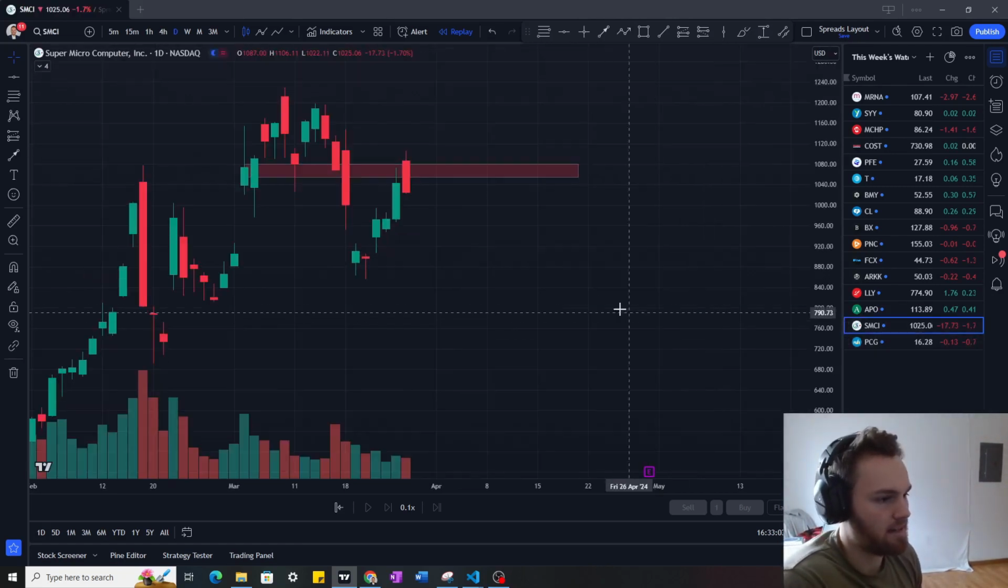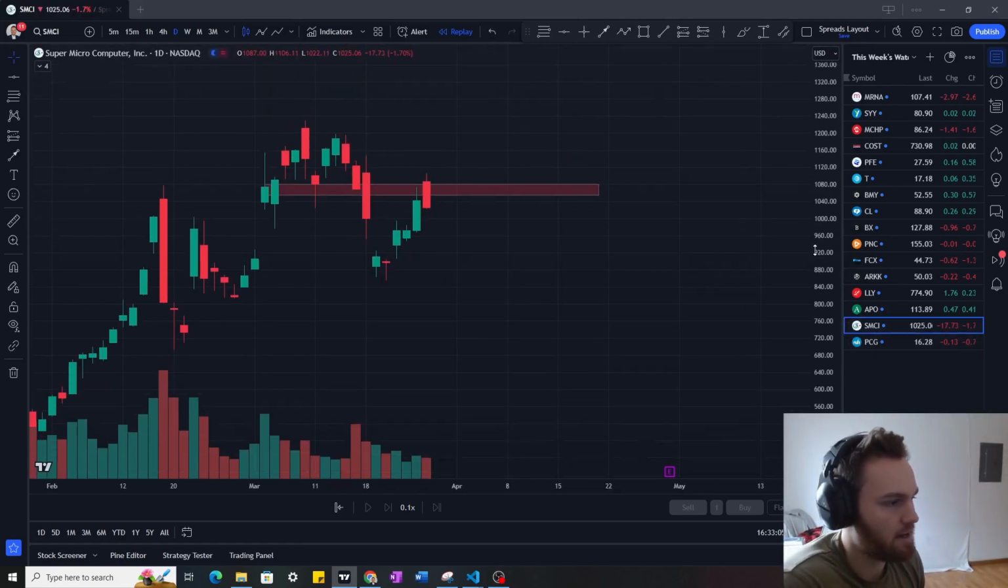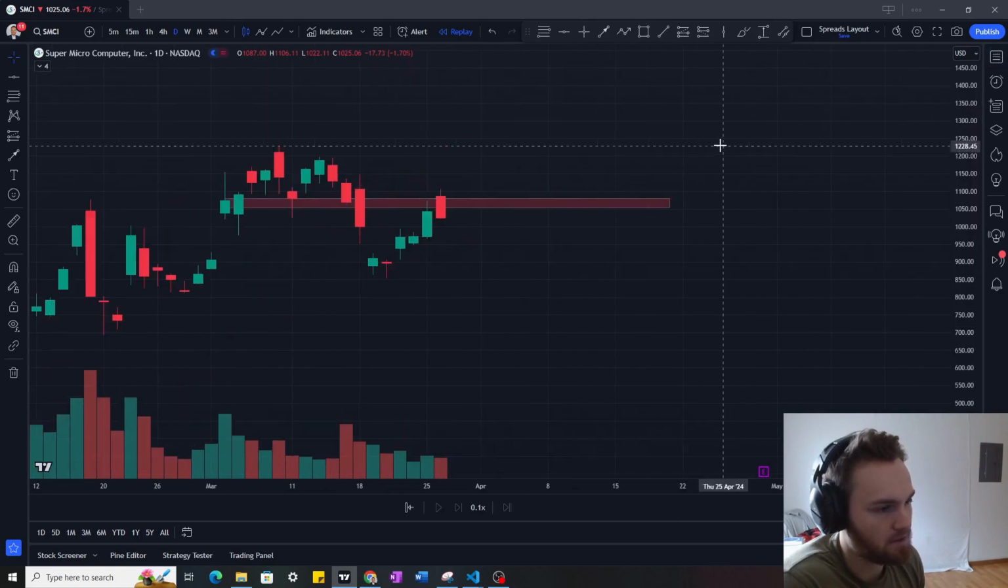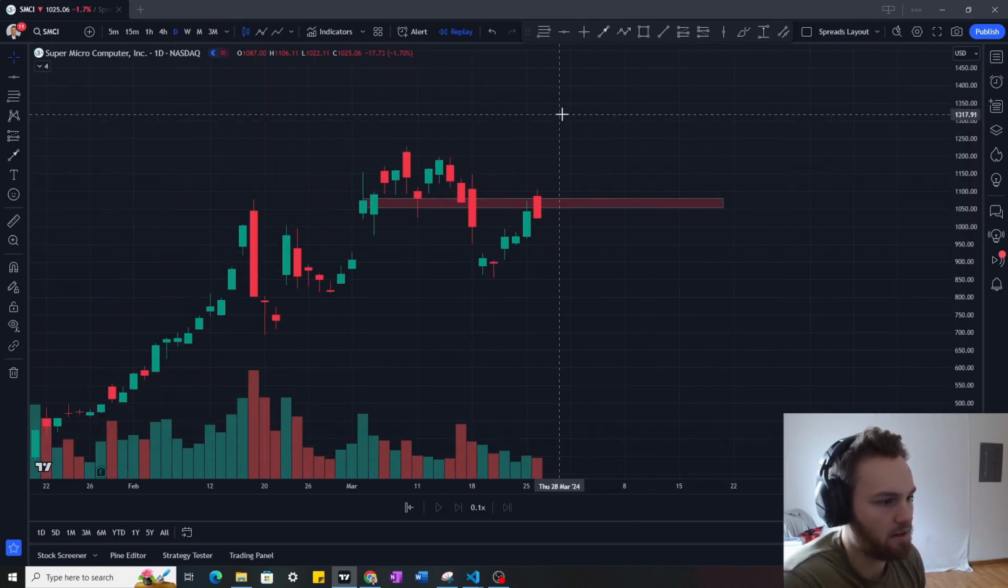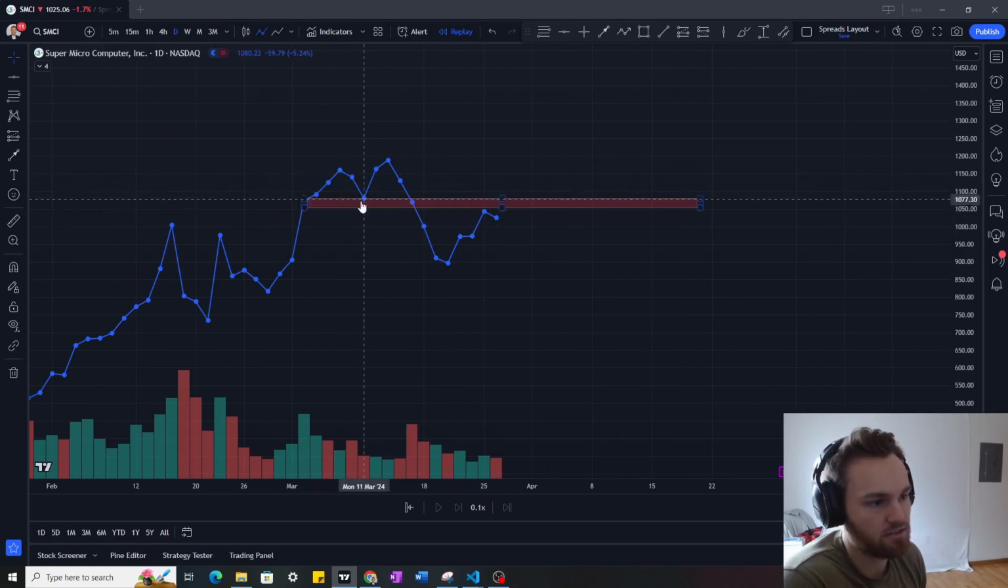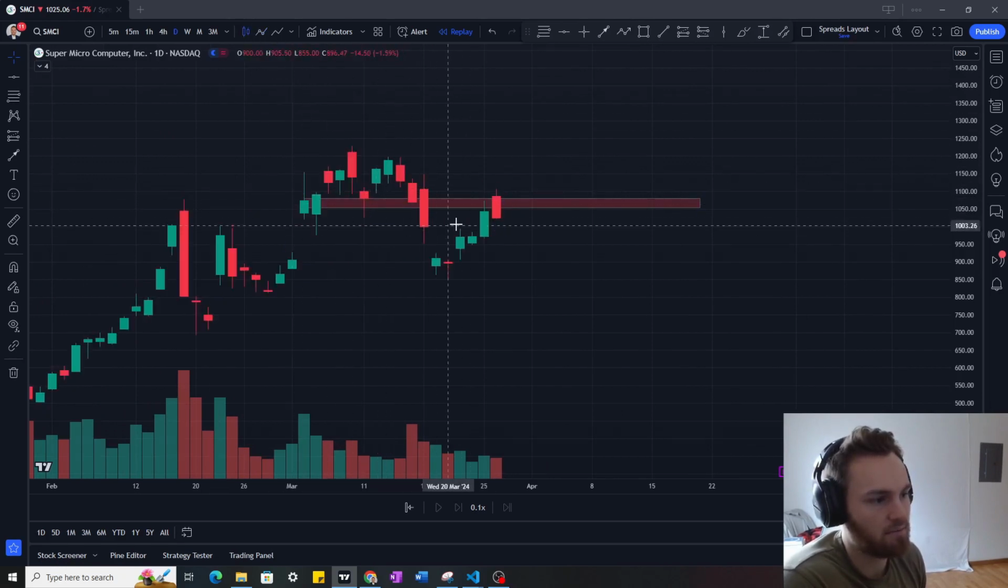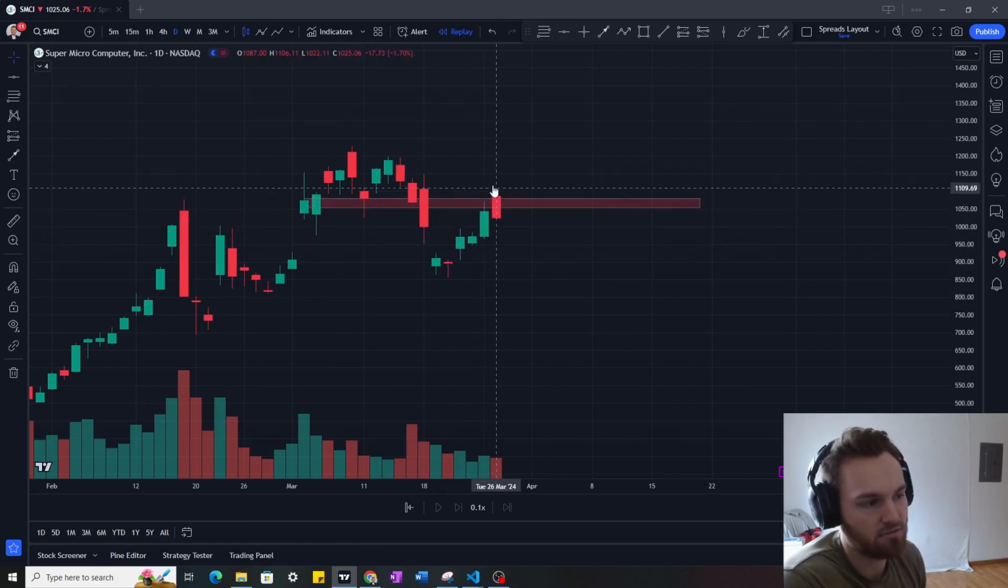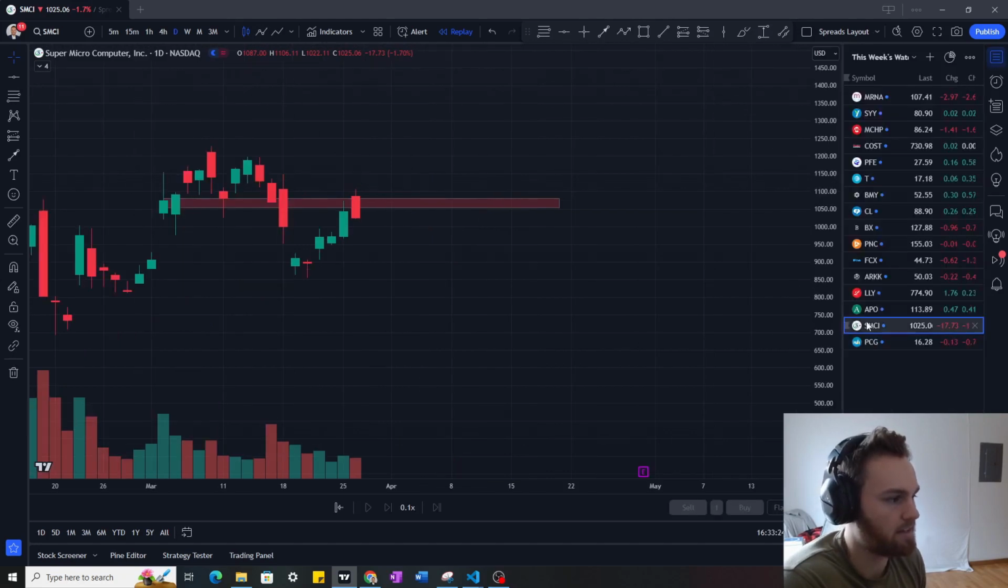Two more, we got SMCI. I'm not going to be trading this just because premiums are insane, but what a short this is. Double top. I mean, here's your support, that's your green, and then we come right back up to it on low volume, and then just rejected it today. I mean, that's an A plus short in my opinion. Not taking it just because of premiums.